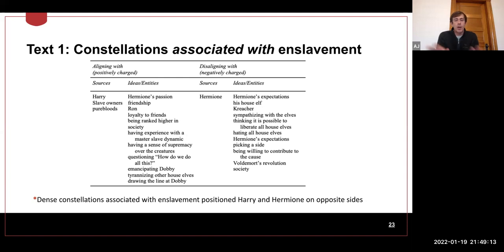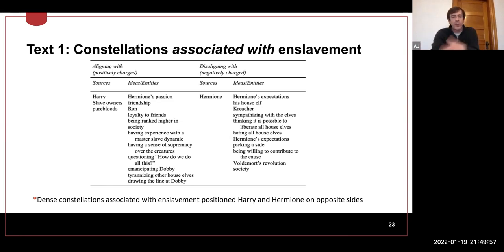What we can see here is that rather than reading all of the information, we can see that these dense constellations associated with enslavement position Harry among slave owners, purebloods, and other ideas, including Hermione's passion, friendship, things like this. But all of these position Harry on the side associated with enslavement. And there are other ideas that are disaligned with being associated with enslavement, including Hermione, her expectations, house elves, and things like that. So basically, this is a very dense constellation for this data set that shows both sides of the issue and kind of who's on either side.